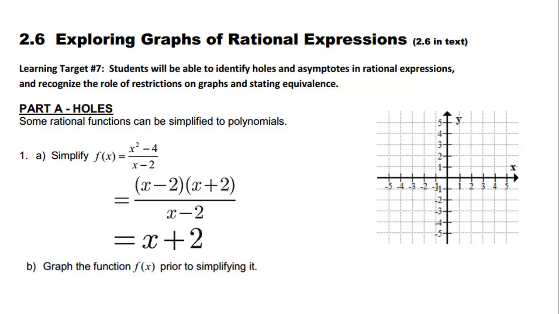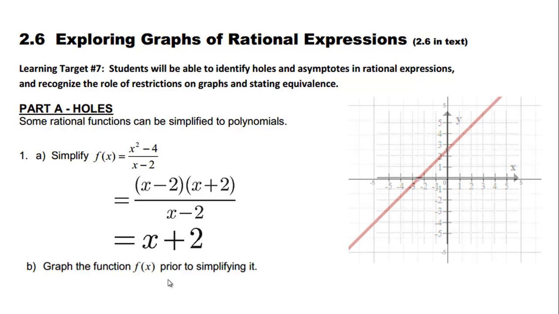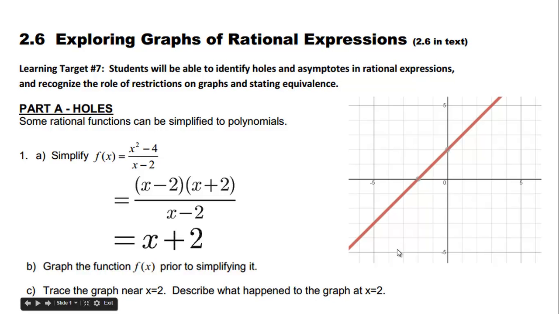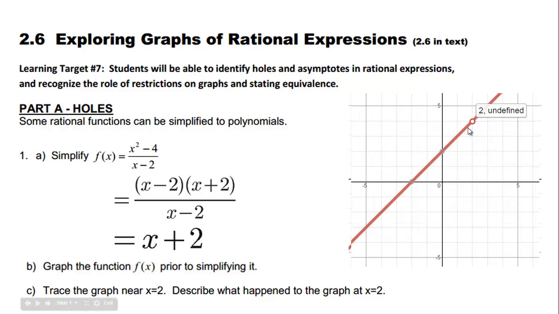So the question asks you to graph the function prior to simplifying it. That just means graph the top line. And so if you graph the top line, you get something like this, and it is just a straight line. It's a slope of 1 and a y-intercept of 2, and so you can see the straight line here. And that's just from Desmos. Then if you trace your cursor along the graph, you actually see what happens if you click right around 2, and so I did that in Desmos.